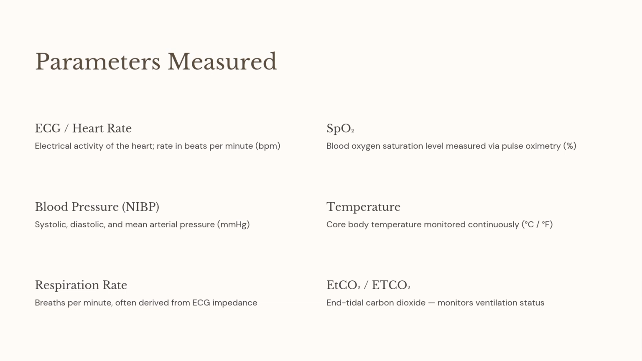And next one is temperature. Temperature is also monitored continuously to track body condition. And then respiration rate shows how many breaths a patient takes per minute. And finally, EtCO₂. It measures the carbon dioxide level during exhalation, which helps in monitoring ventilation. All these parameters together give a complete picture of a patient's health. A patient monitor may have 3, 5 or 8 of these parameters. It is up to the brand.